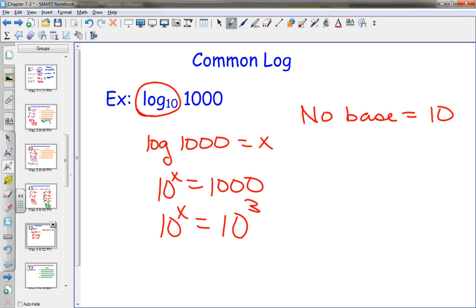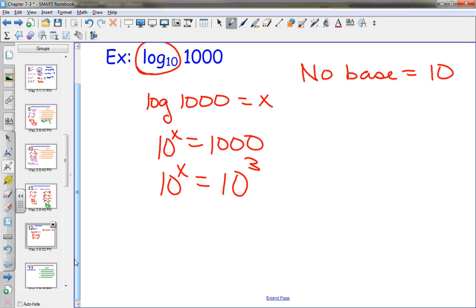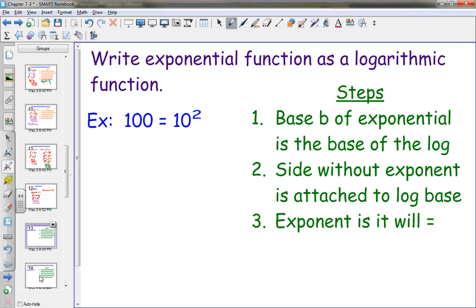Stay on task. So now, the bases are the same, so I can set my exponents equal. Do we see that? What was the point of this problem? To show you that if you have a base of 10, it's understood that it is 10 if there's nothing there.